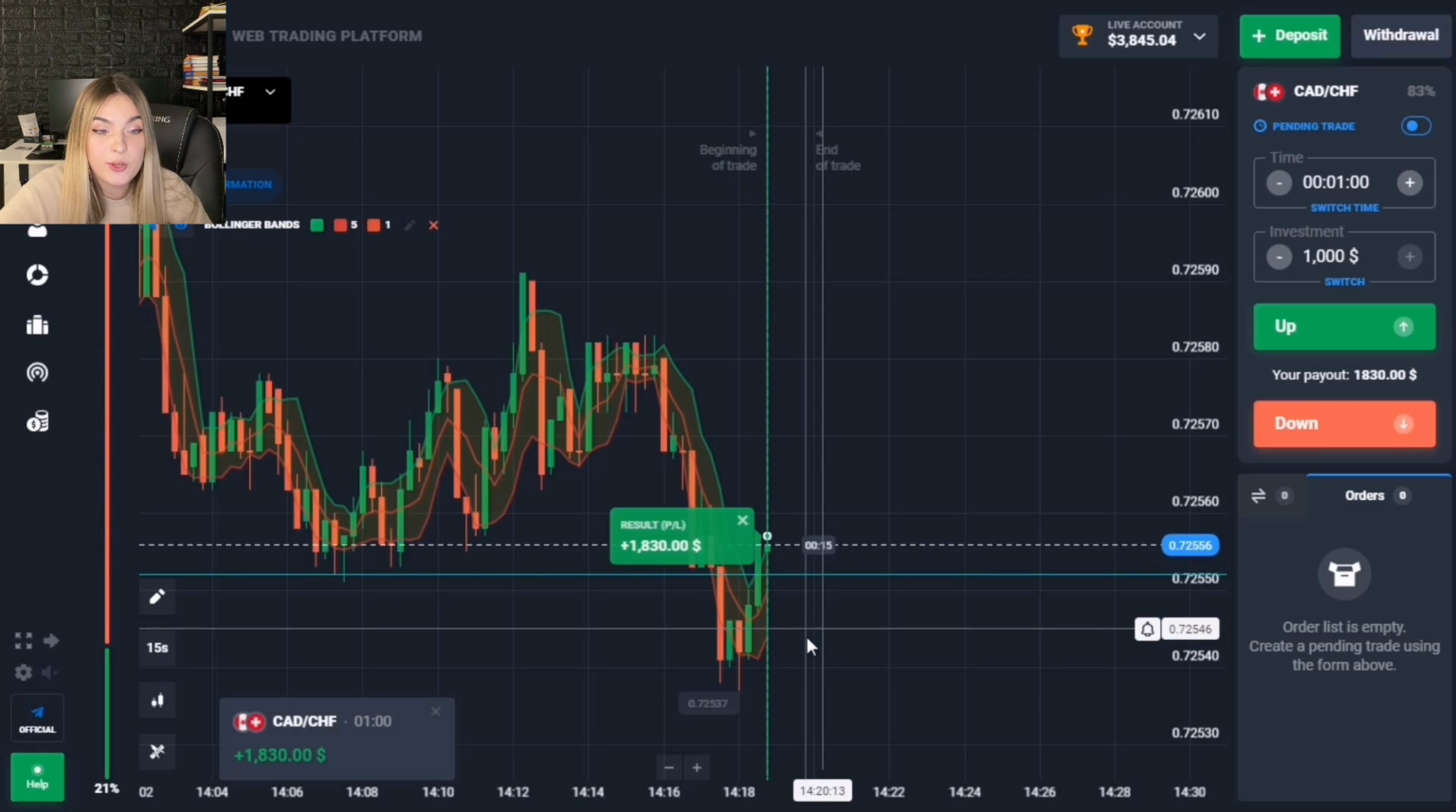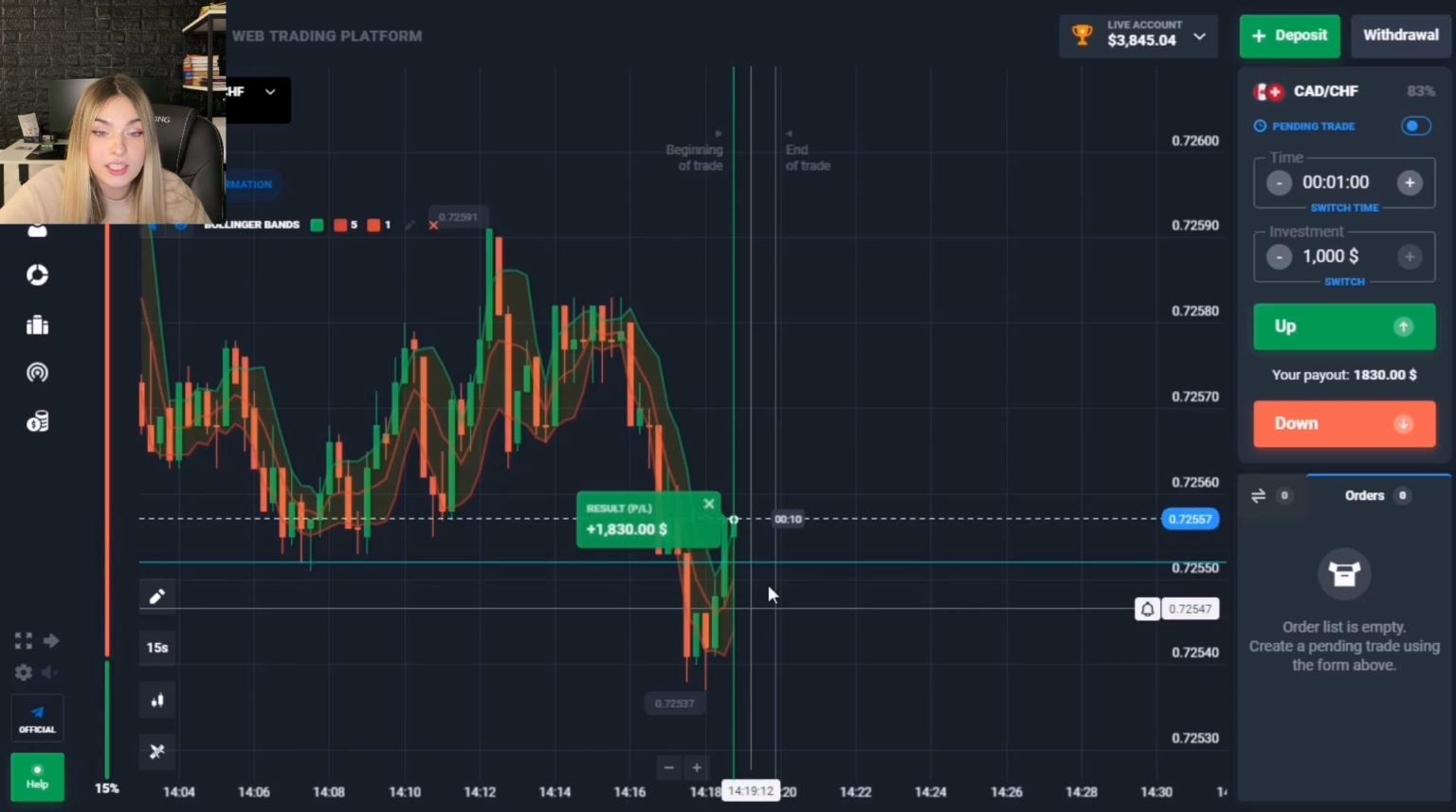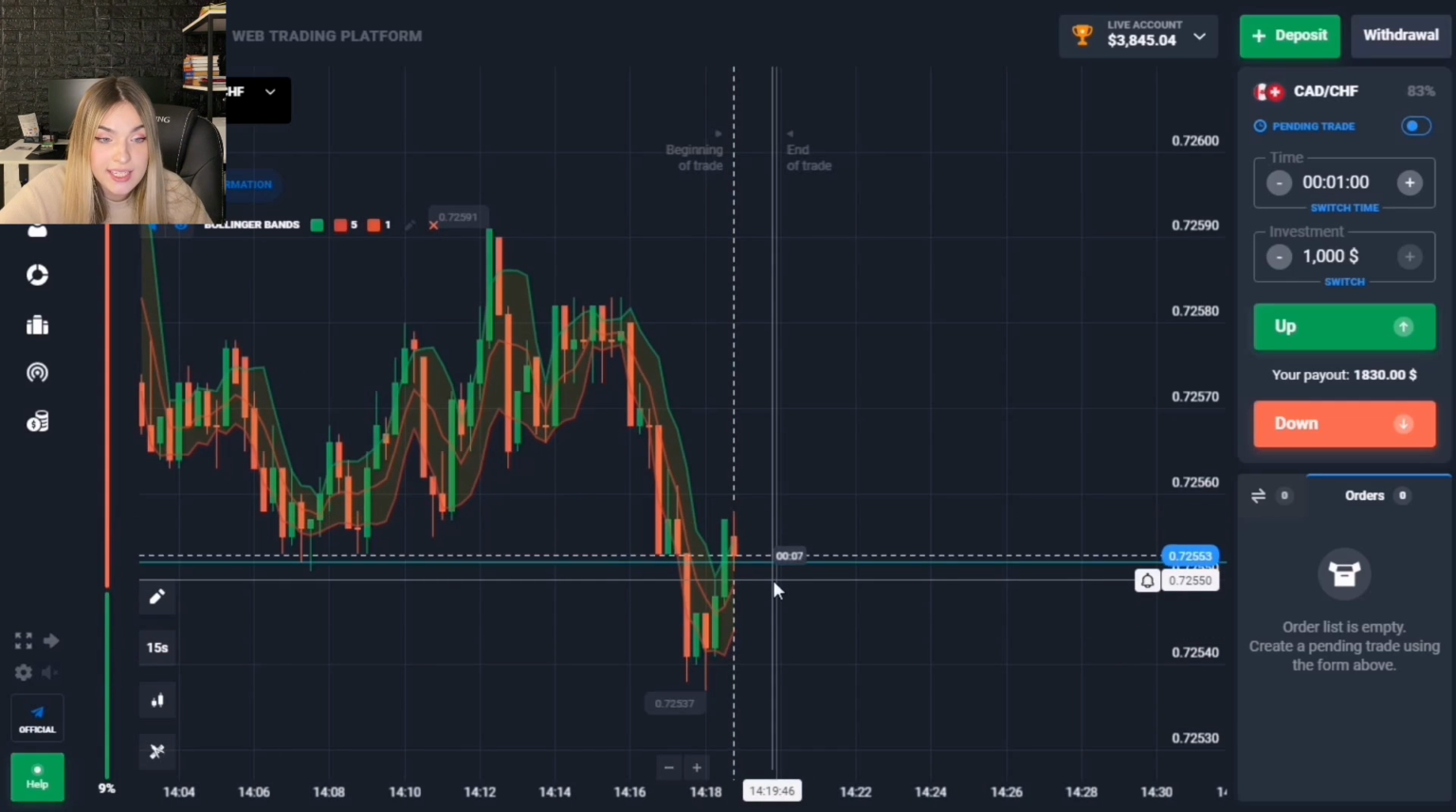Quite well, friends, there was a rollback up and we get a profit. The indicator suggested a good entry point, and in most cases after breaking through the level there is a pullback up.